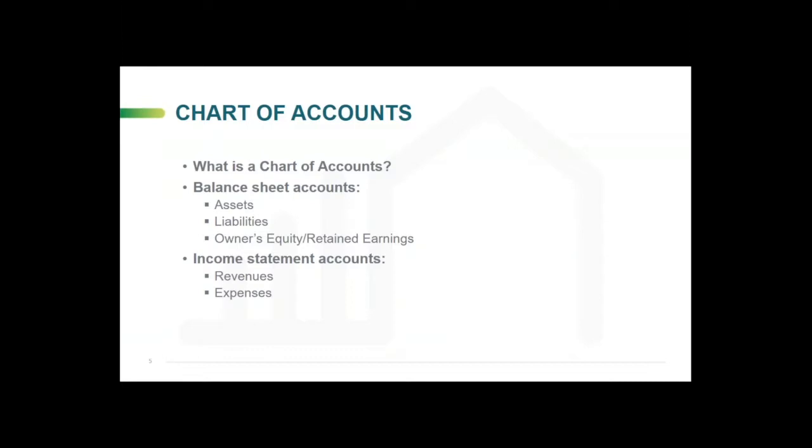So for income statement accounts, which flow to that profit and loss, you'll have revenues such as grain sales, animal sales, patronage refunds, rent income. For expenses, some samples would be feed, vet, utilities, supplies, repairs, fuel, things like that.